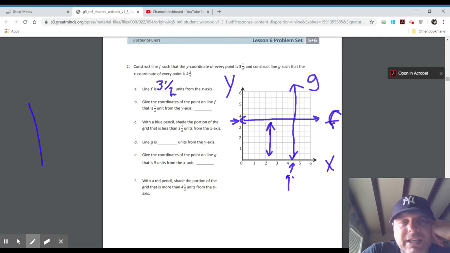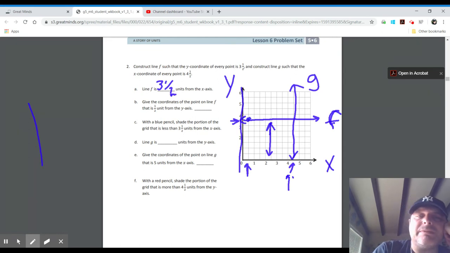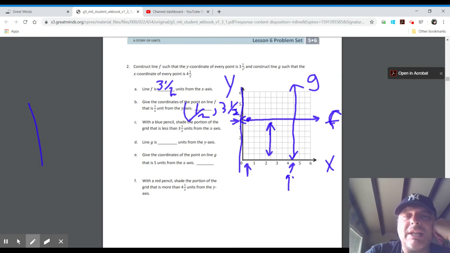All right. Letter B says, give the coordinate of the point on line F that is a half unit from the y-axis. So this is 1/2 unit away from y. Remember, y is this line going up and down on the left. So we want 1/2. It will be somewhere right here. So it's on F, so it's going to be 1/2, comma, and the second one will be at 3.5 because that's how far up it is. There you go, 1/2 and 3.5.